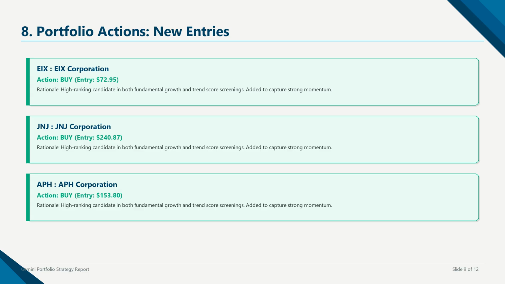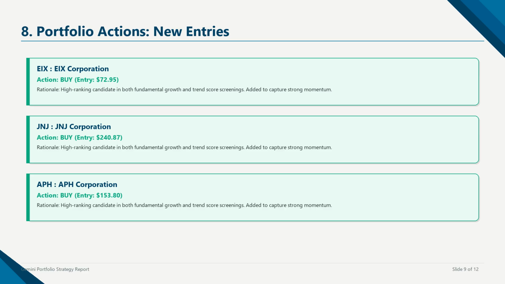We are initiating new positions in our top-ranked candidate stocks, including EIX, J&J, APH. These companies rank high in our fundamental and technical screens, representing core growth assets with strong cash flow slopes and solid momentum. By entering these positions, we align our capital with the strongest momentum segments in the market.